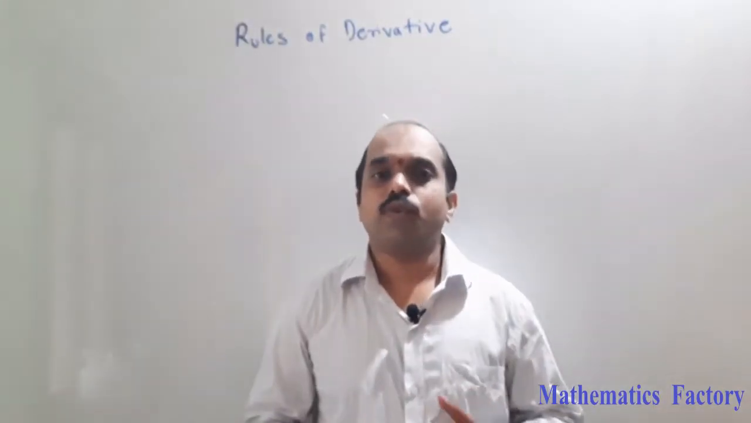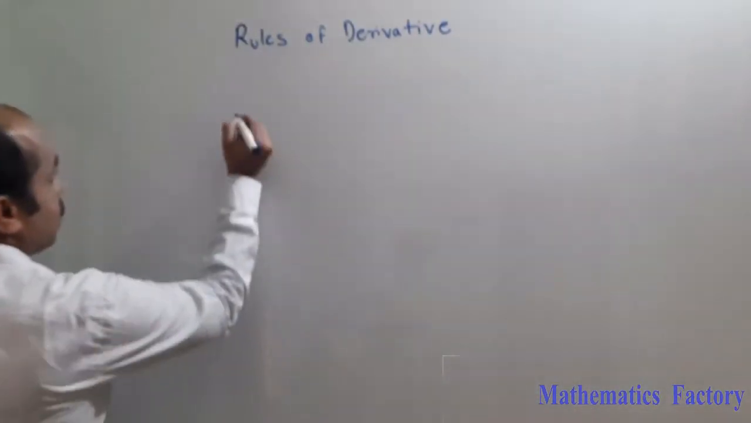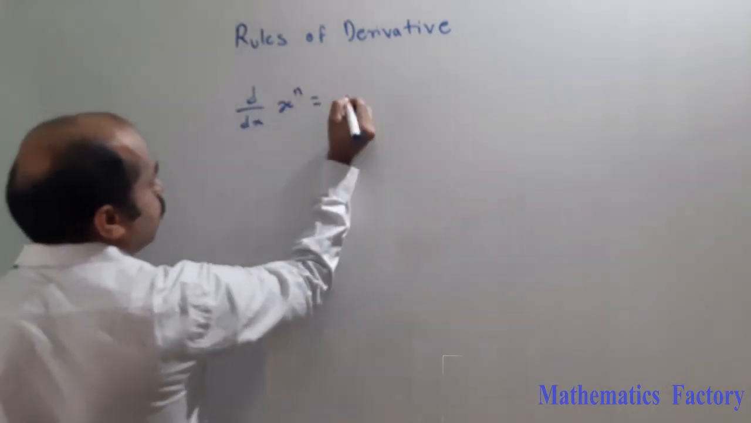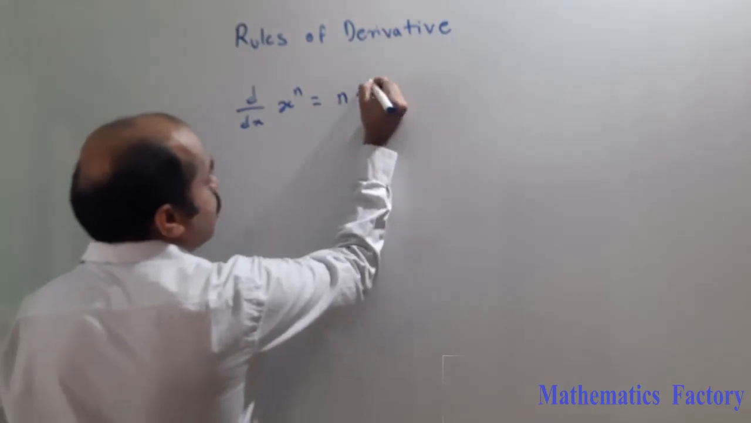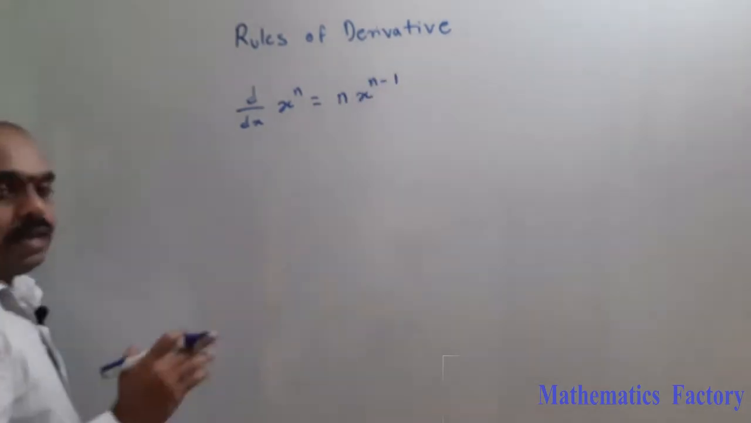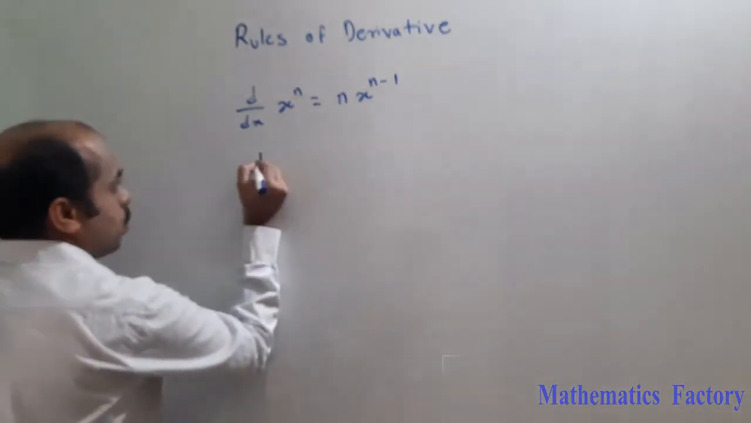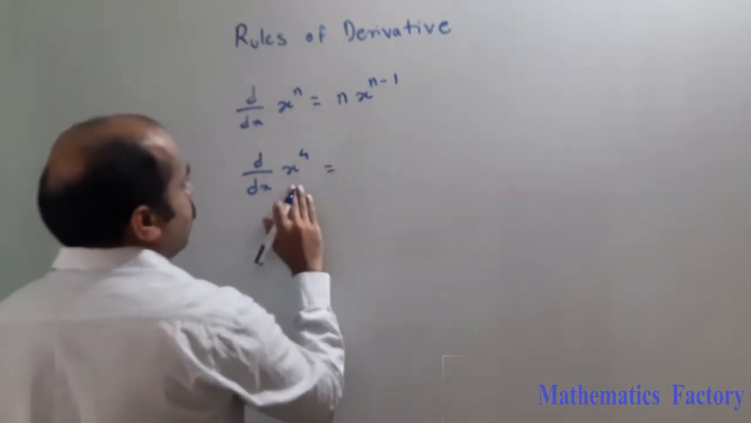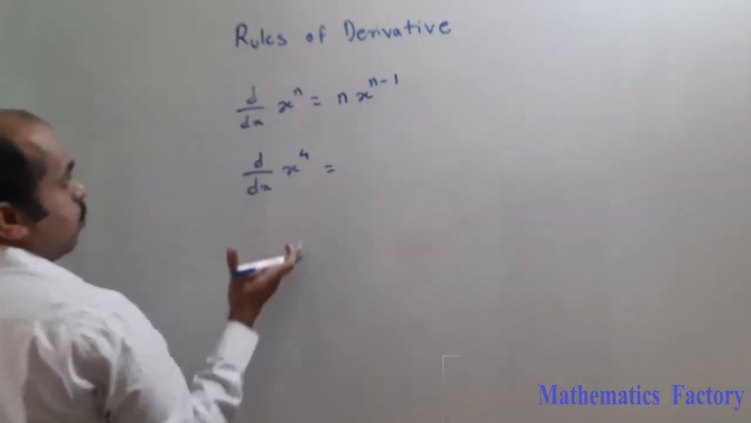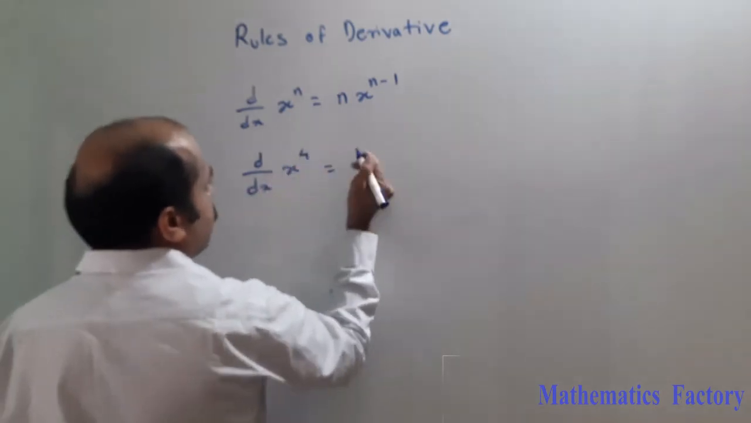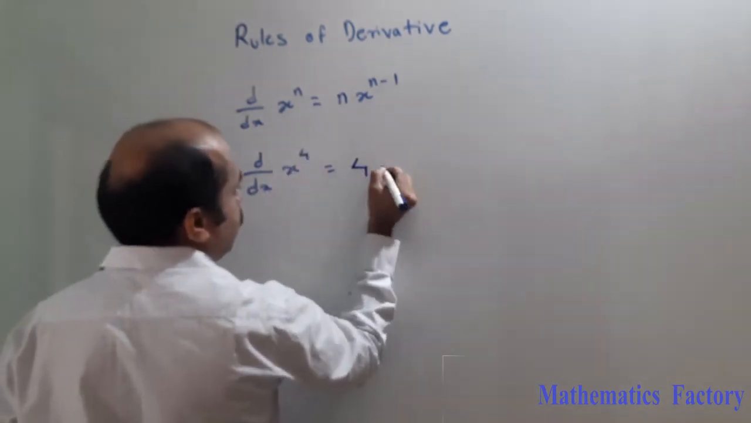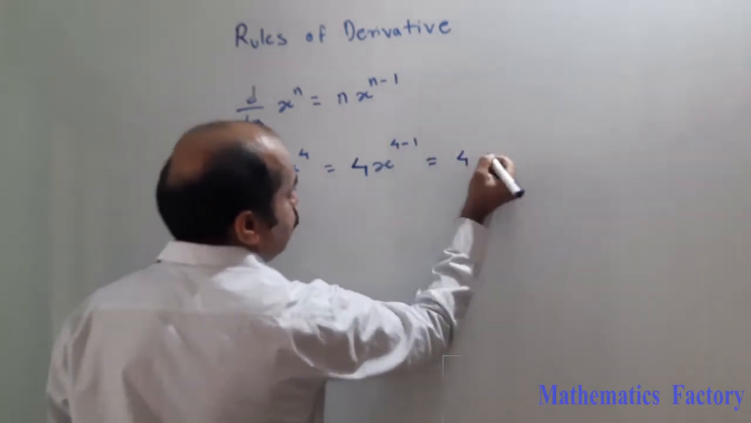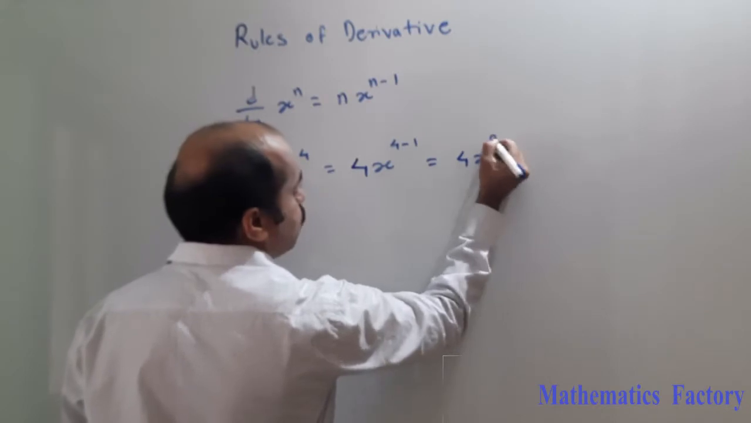Okay, starting with the basic formula of derivative, that is derivative of x raised to n. We can write in this way: derivative of x raised to n is equal to n into x raised to n minus 1, where n will be any number. We will take one example. So derivative of x raised to 4. Here you can observe or you can compare with this formula. N value is 4. So what is the answer? 4 into x raised to 4 minus 1. So final answer will be 4 into x cube.